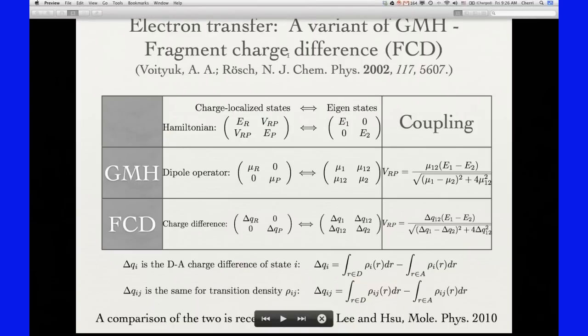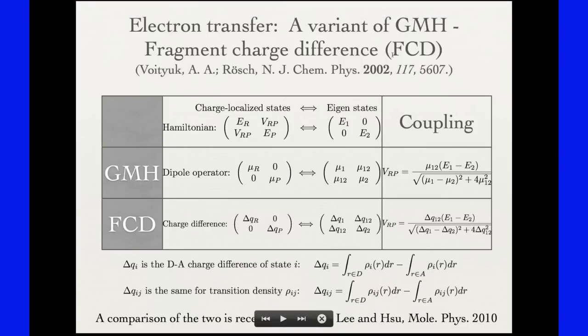So later, Wojcik attained a variant based on a similar philosophy, and this is called fragment charge difference. Simply because in Q-Chem, instead of the dipole, you can directly obtain where the electrons are. You can calculate how many electrons you get in a certain region, right? So FCD says you can define the donor region and the acceptor region, and let's count their charges. And then let's make sure that such a delta Q matrix will be zero at the charge localized space.